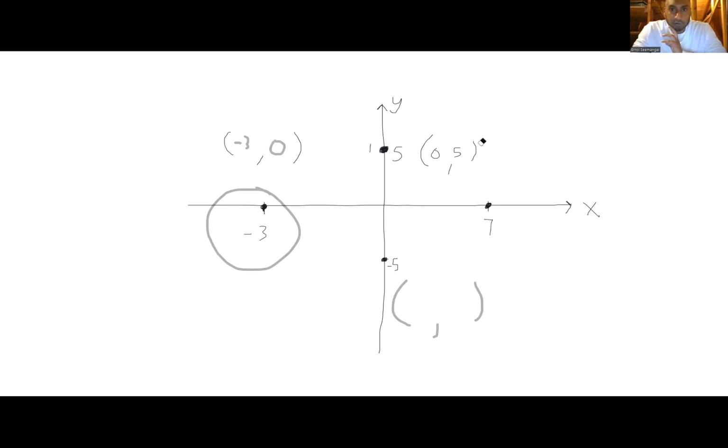What's the coordinate of this one? X is first. What's the X? What's the Y? 0, negative 5. What's the coordinate of this one? 7, 0. Okay, so make sure that you recognize the difference between all 4 of them. Number 1 and number 3 are on the Y-axis, and number 2 and number 4 are on the X-axis. Okay.